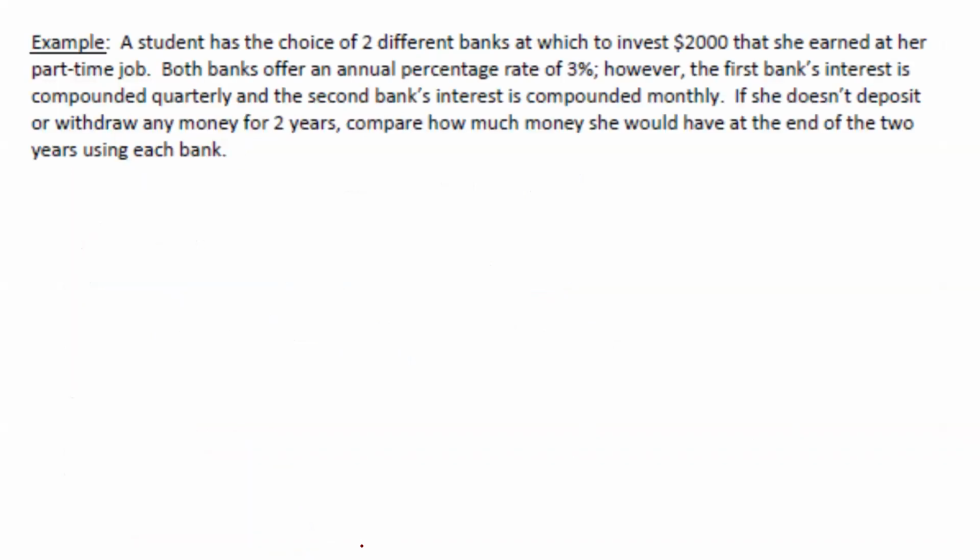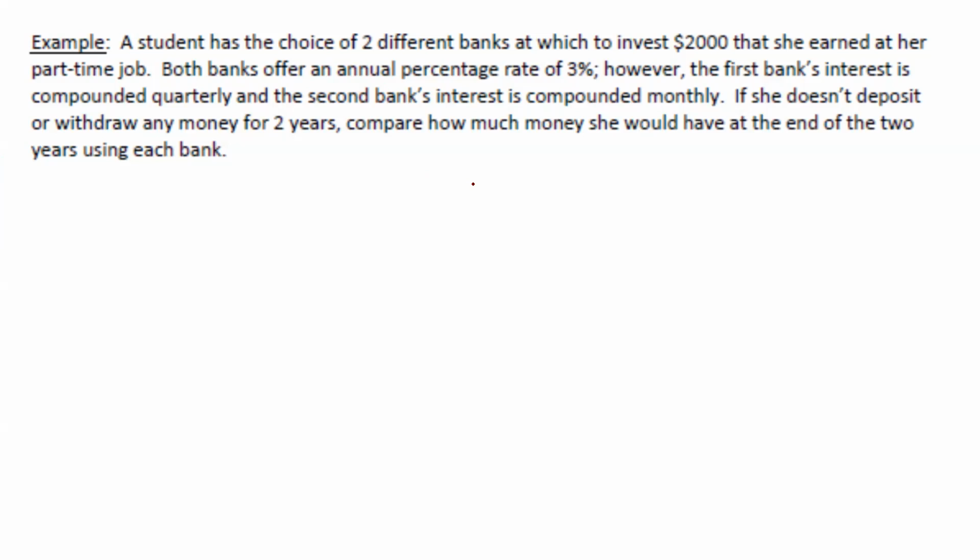So we've got a student, and we've got two different banks where you can invest $2,000 that she earned at her part-time job. Both of them offer an annual percentage rate of 3%. However, the first bank's interest is compounded quarterly, and the second bank's interest is compounded monthly. If she doesn't deposit or withdraw any money for 2 years, compare how much money she would have at the end of the 2 years using each bank.